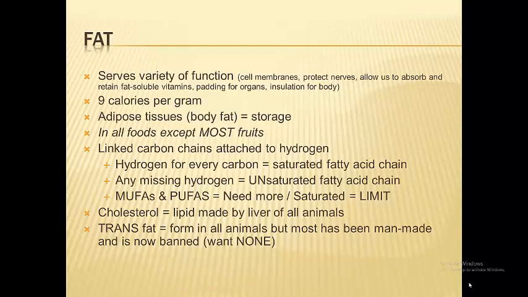Then we looked at fat. You learned that fat serves a variety of functions. It helps make up our cell membranes. It coats our nerves with a sheath to protect them. It allows us to absorb fat-soluble vitamins and to store or sequester some of them inside of our body to use them up gradually. It pads our organs so they're not slamming into each other. And it insulates us to help with temperature regulation.